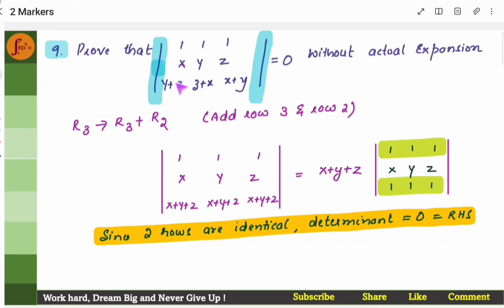So if I add this with this, it will become x plus y plus z. If I add this with this, again I'll get the same thing. If I add z with x plus y, I'll get x plus y plus z. So that way I've got common element. Once I've got the common element, I can take common factor.